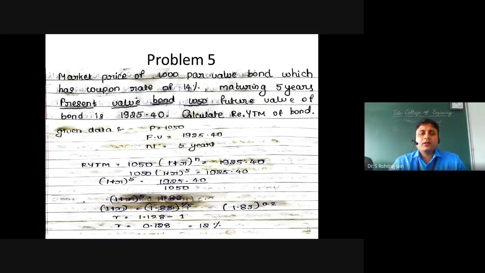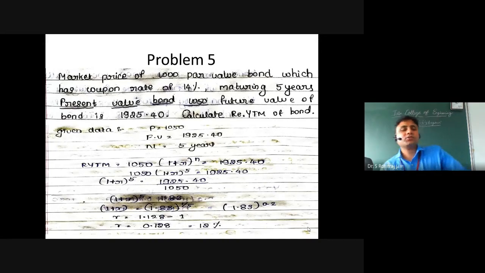Okay. Now, we need to calculate the realized yield to maturity of the bond. What they have given? They have given the value of P, that is 1050, that is present value of the bond. Then they have given the future value of the bond to be equal to 1925.40. Then they have given me the maturity, that is 5 years, or N is equal to 5 years. They have asked me to calculate the realized yield to maturity. So RYTM: P multiplied by (1 plus R) to the power N is equal to FV, that is 1925.40.